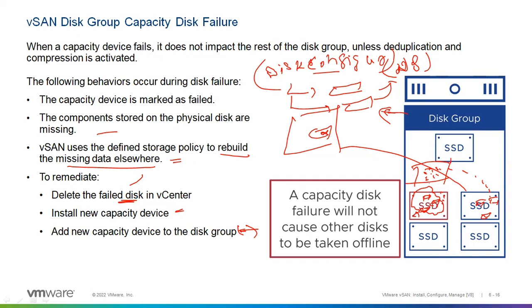Yes, sir. So in case of cache failure, my entire disk group is considered failed. If I bring in the new cache, I have to recreate the entire disk group again. Okay. But if it's only a capacity failure, definitely that would be a state where my particular disk is not available. I have to delete that from the disk group, bring up a new disk, and just add it into the existing disk group.